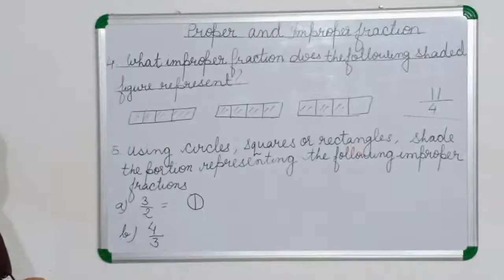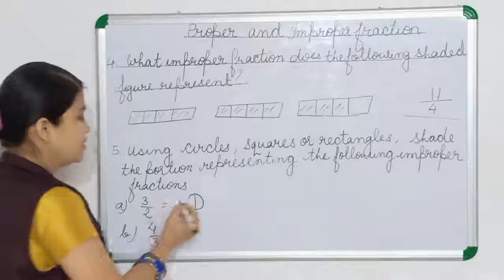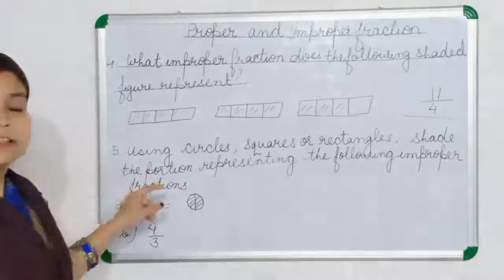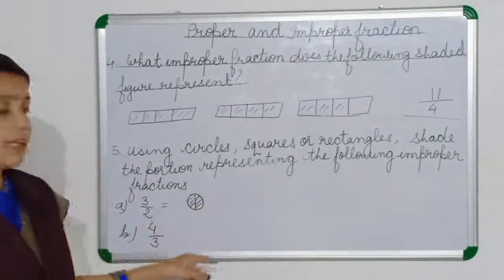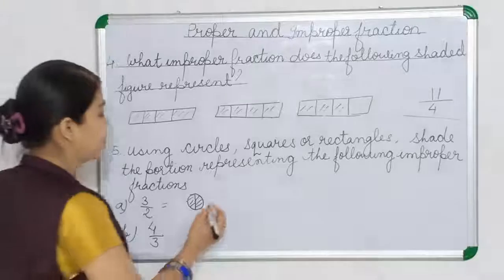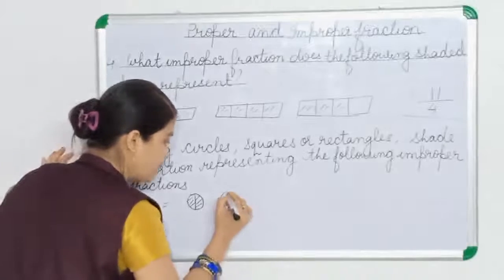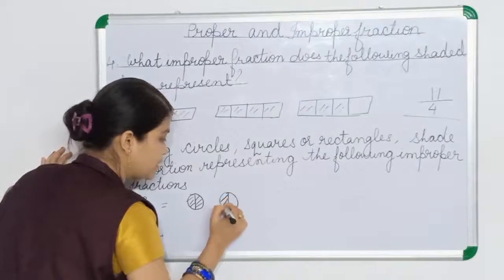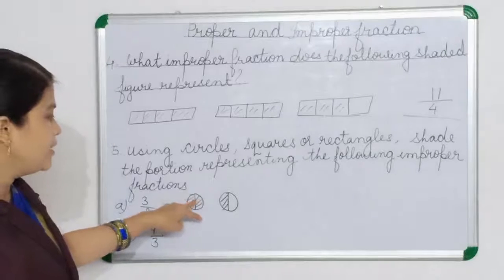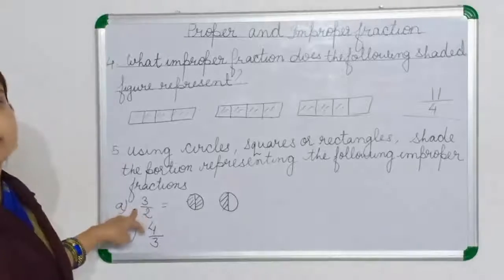Okay? Now, next, we will shade. So, it is 2 parts of 2 equal parts. But here it is given 3. So, we have to draw one more figure. And we have to shade one part of it. So you can count it here, 1, 2, 3. It will be 3 by 2.